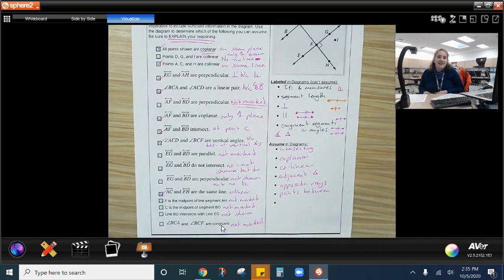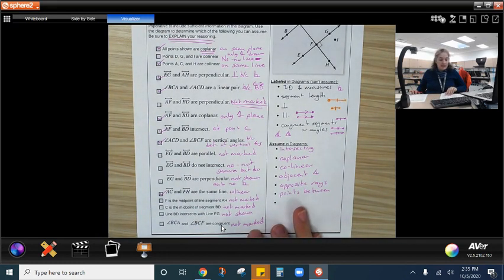So hopefully what you're taking away from this is that there's a lot of things that we can get from a diagram, but there's a lot of things that we can't get from a diagram, okay? There's a lot of things that we just don't know that aren't shown, all right? So if it's not shown, if it's not marked, then we can't do anything about it.